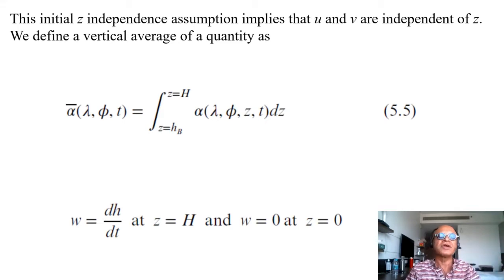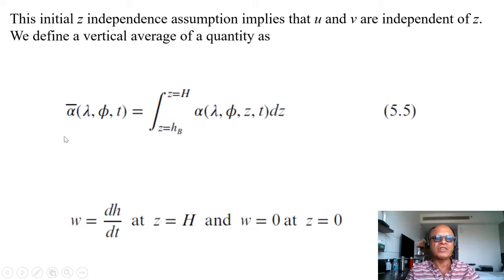4 equations for 4 unknowns. Okay, so the initial Z independence assumption implies that U and V are independent of Z. Laplace had imagined a rigid body system, so the fluid columns are just going around without varying in the direction of the rotation. For some of you, that may remind you of Taylor columns, right? The Taylor-Proudman theorem and so on.